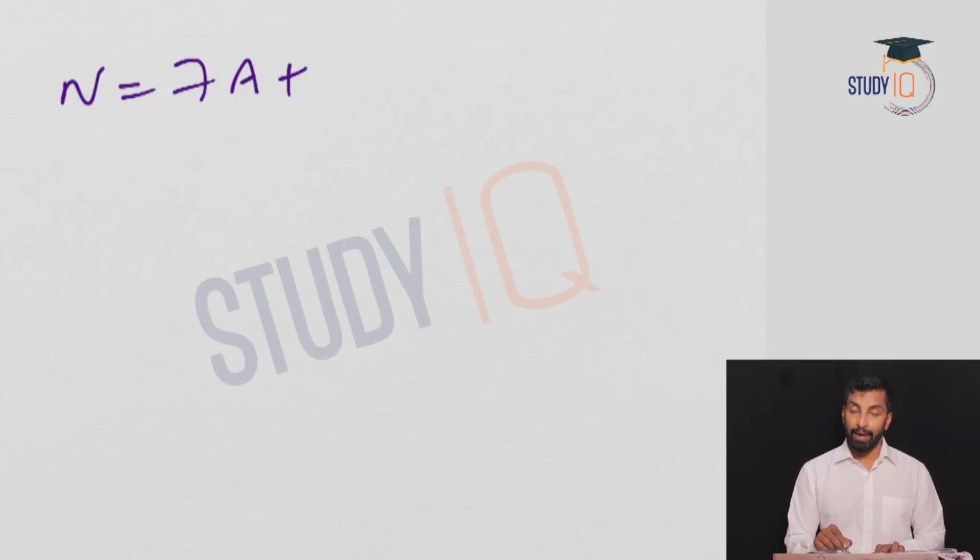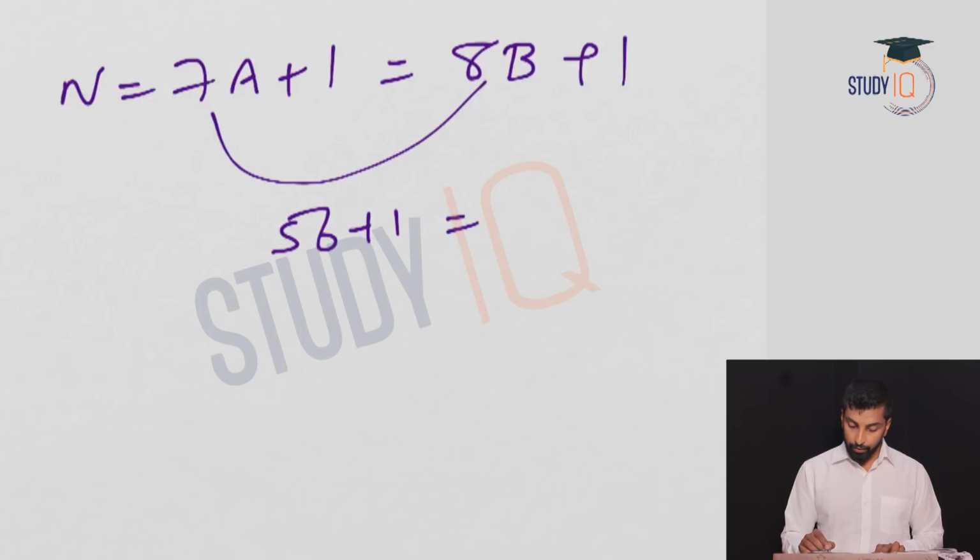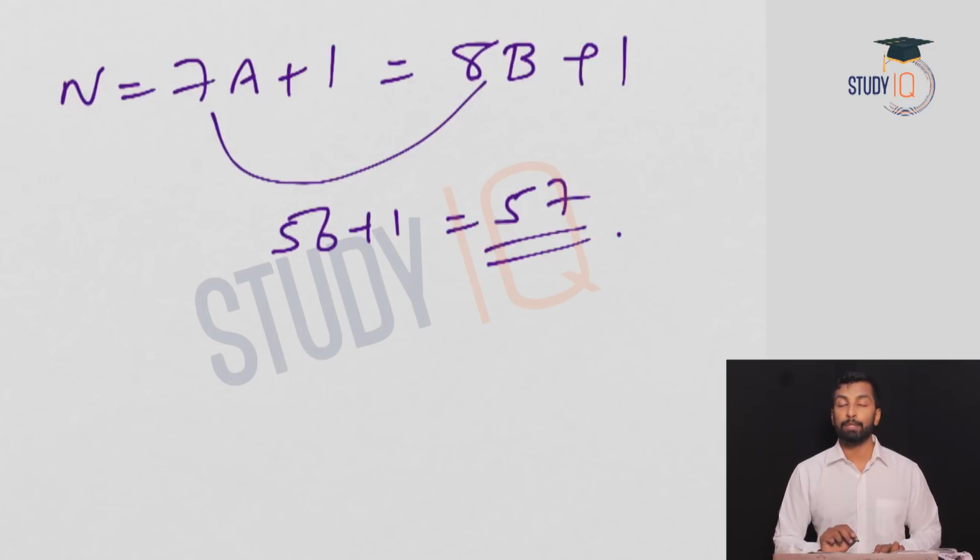Okay, if I give you one more question, a number which when divided by 7 leaves remainder 1, which when divided by 8 gives the remainder 1. What is the answer? One step away, right? 7 into 8, 56. 56 plus 1, 57. So 57 is the first possible number.